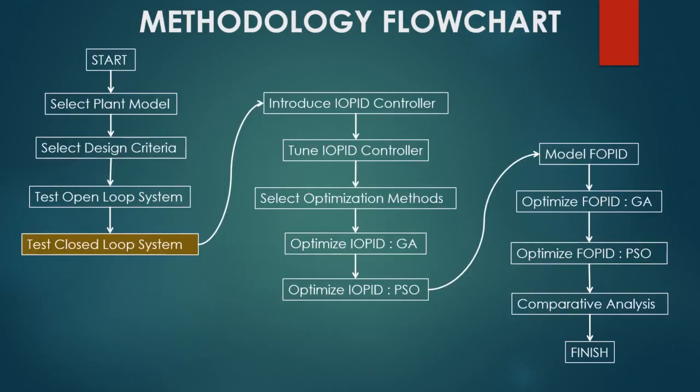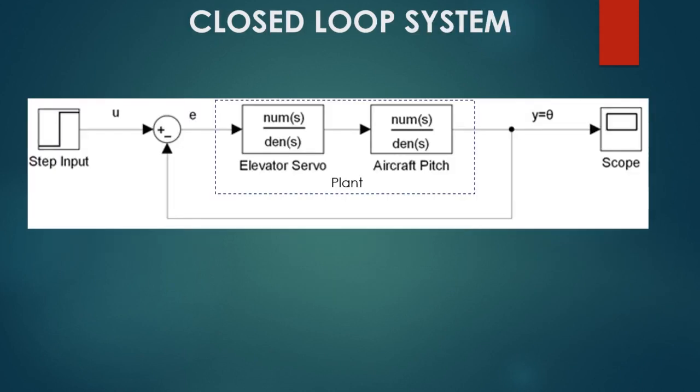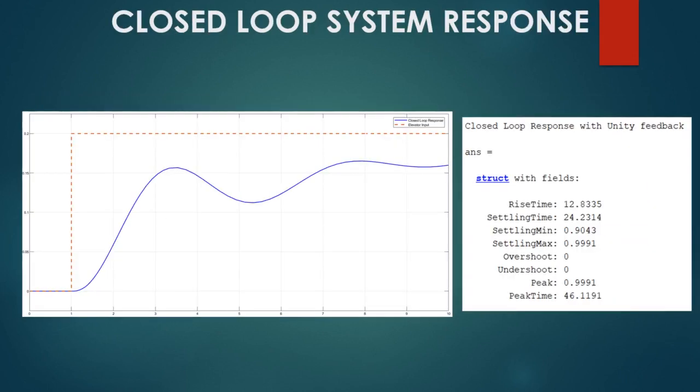The next step is to introduce a closed loop system with unity feedback. In a closed loop system, we would be having a feedback system which would reduce the error. We can see that the closed loop system is stable, but the performance parameters are not optimal.